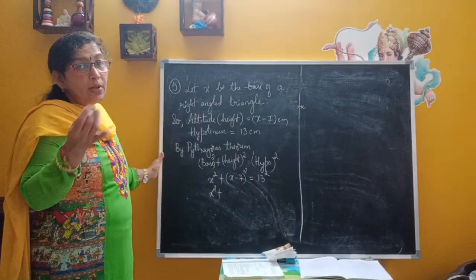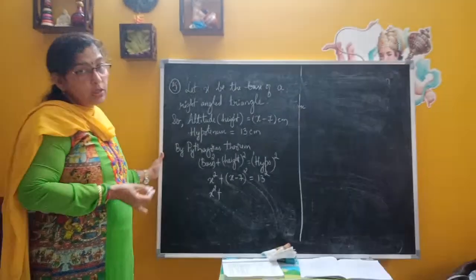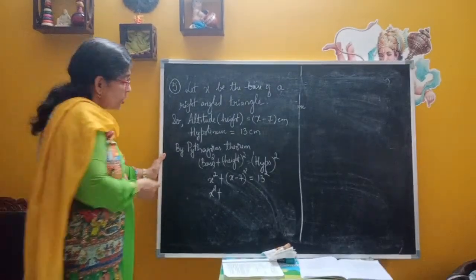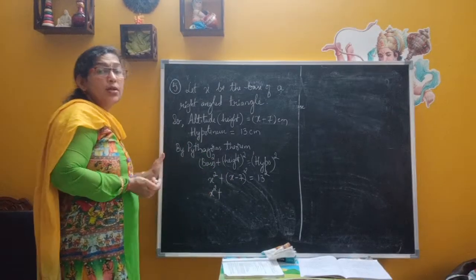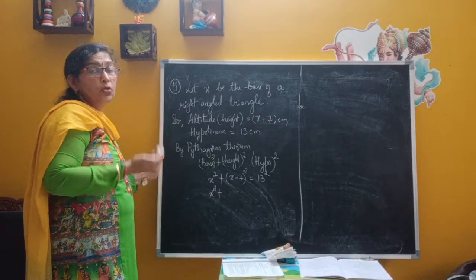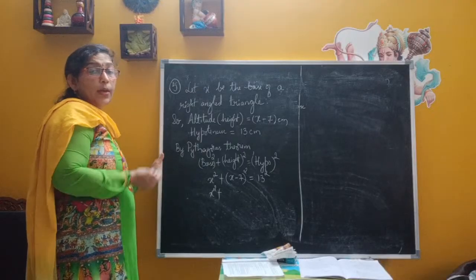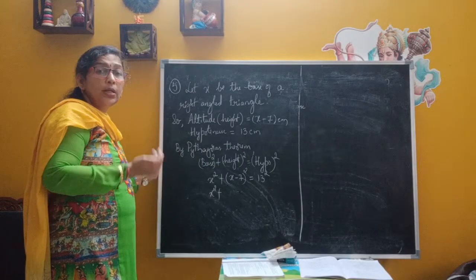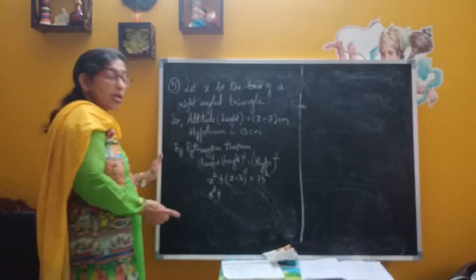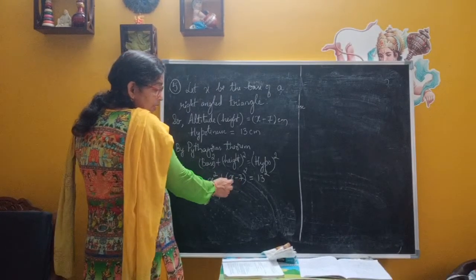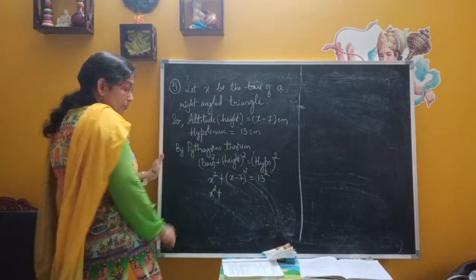Sometimes you need a plus b whole cube and a minus b whole cube also. So these two are very important identities. Which are they? a plus b whole square is equal to a square plus 2ab plus b square. a minus b whole square is equal to a square minus 2ab plus b square. Which one are we using here? a minus b whole square, because it is x minus 7 whole square.